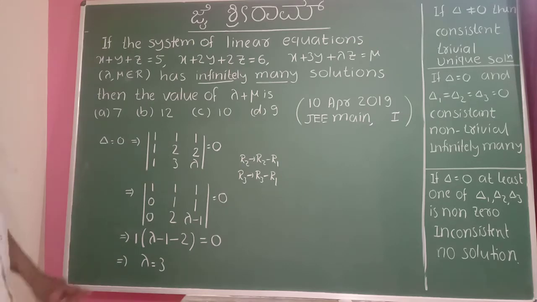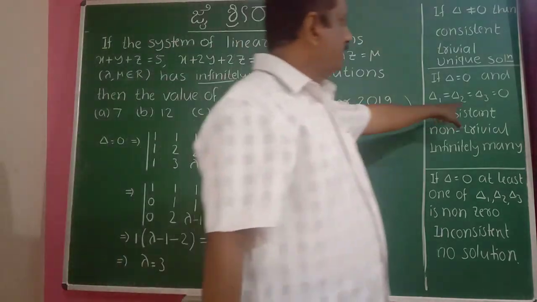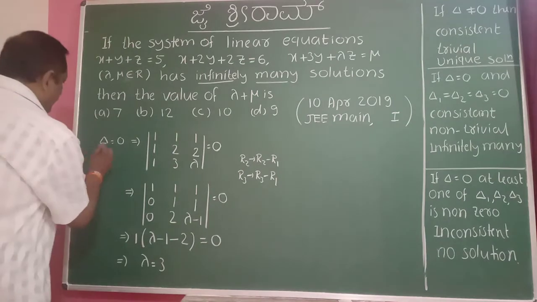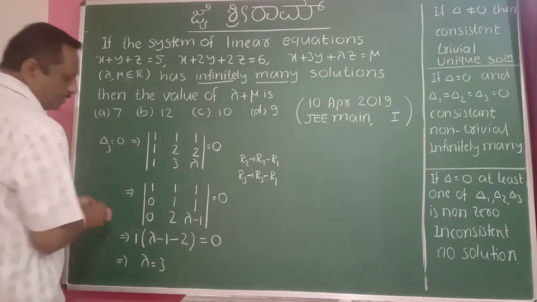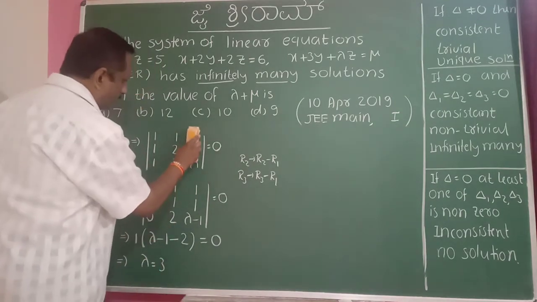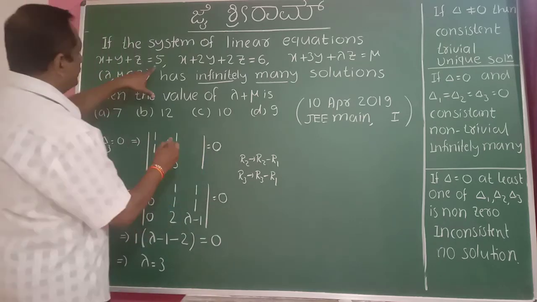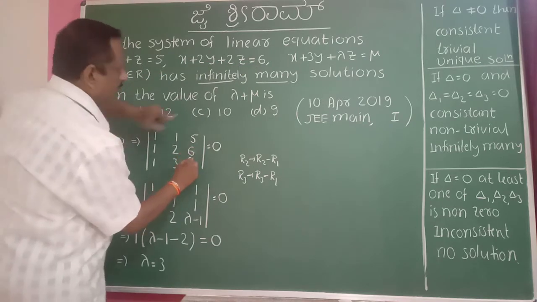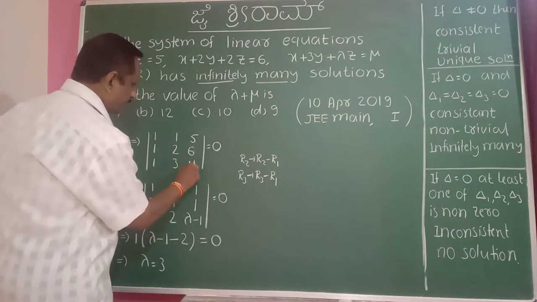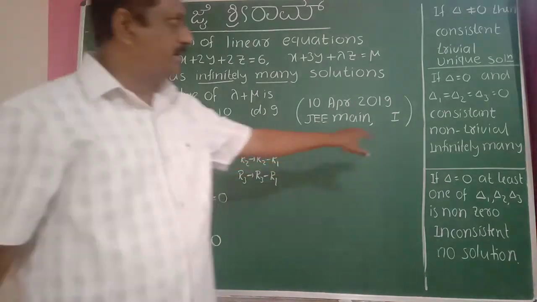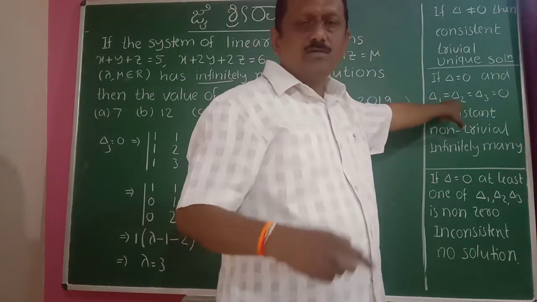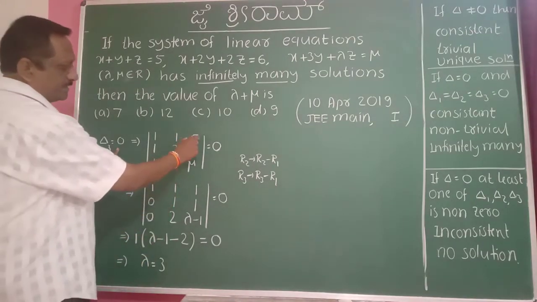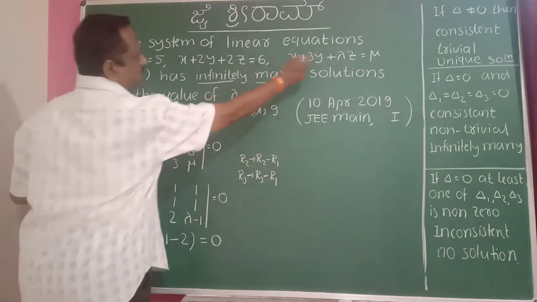Okay. So similarly, delta 3 is also 0 when there are infinitely many solutions. Therefore here I am taking delta 3 equal to 0. Just replace the third column by these elements 5, 6 and mu. Even you can take delta 1 equal to 0, even delta 2 also 0, but I am taking delta 3 equal to 0. Therefore replace the third column by 5, 6 and mu.